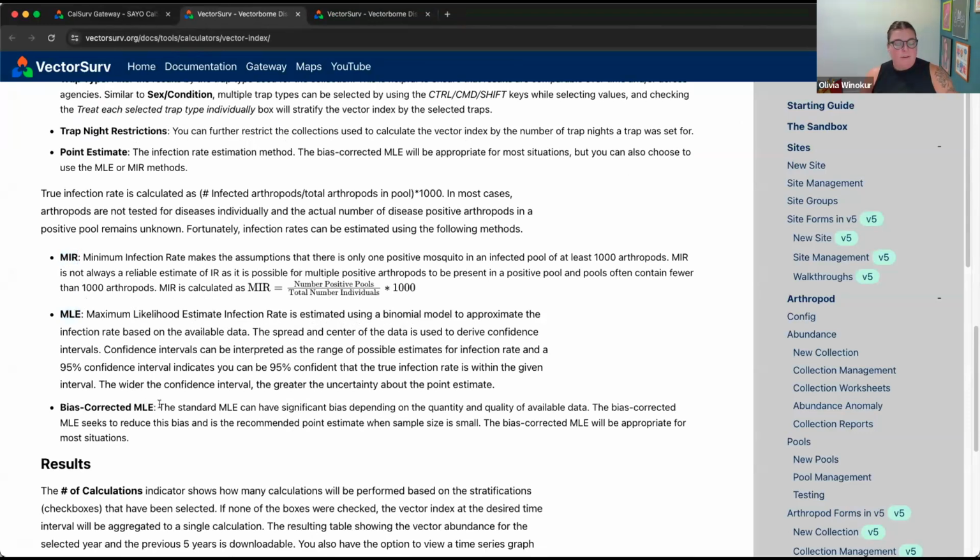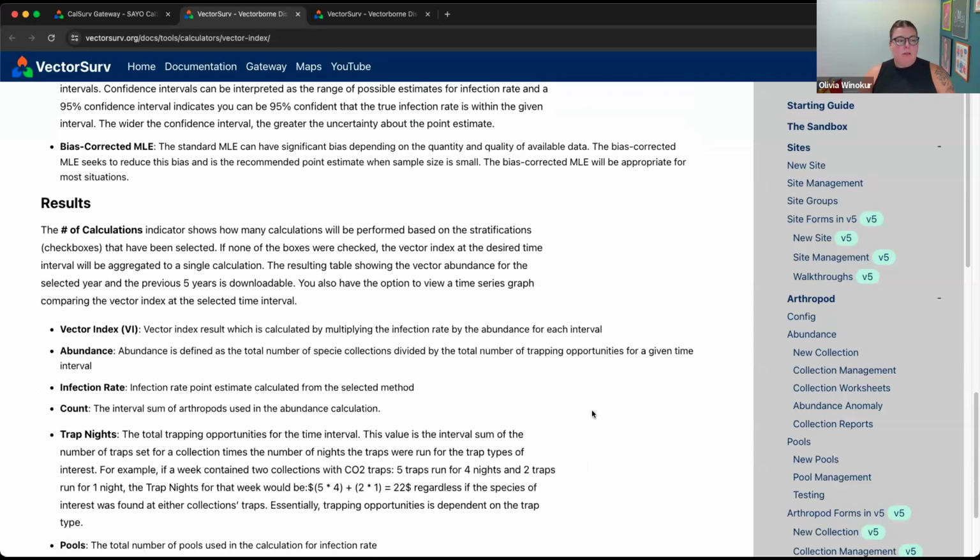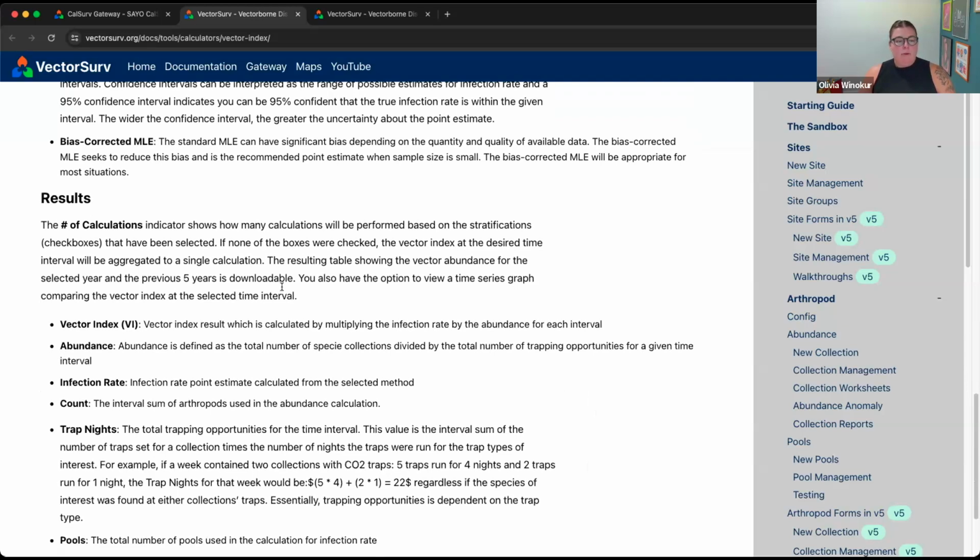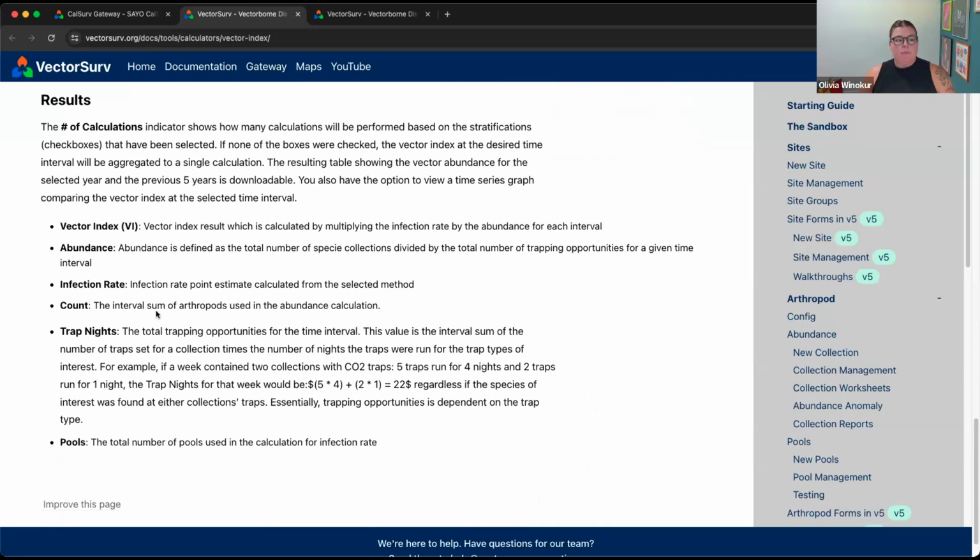Here now I can confirm that I think I was correct: standard MLE can have bias depending on quantity and quality of data. So bias corrected is recommended when sample size is small, but it'll be appropriate for most situations. It'll also tell you how to interpret your results.